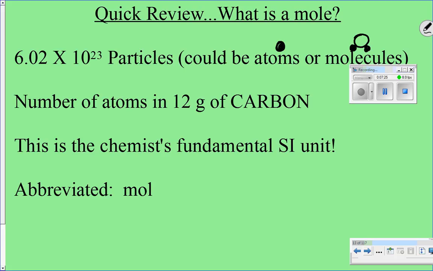This is the chemist's fundamental SI, or Système International, unit, the international unit system used by scientists all around the world. We abbreviate this MOL. If you have to write something in moles, please don't just use a lowercase m. That means meters. And an uppercase M actually means a totally different unit called molarity. So you do have to use MOL or the full word mole.